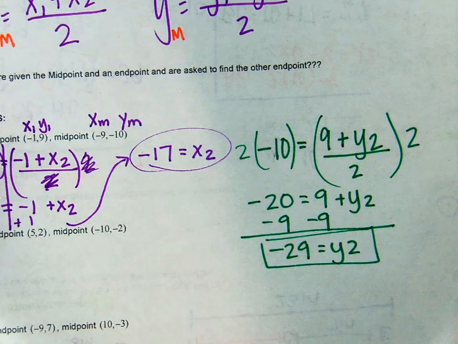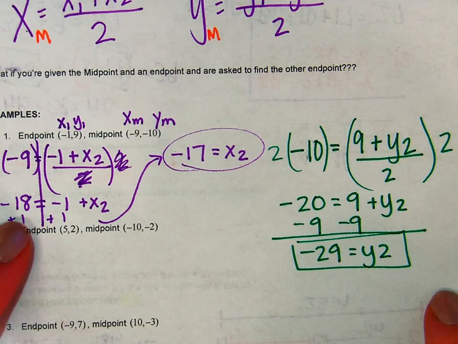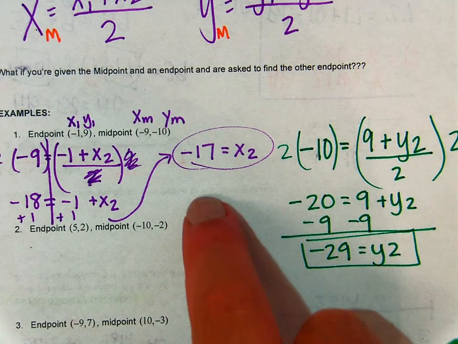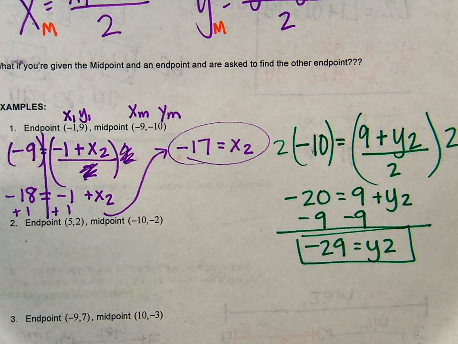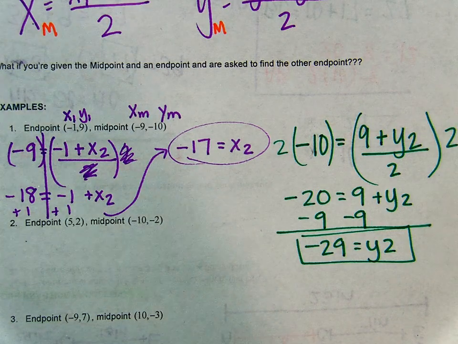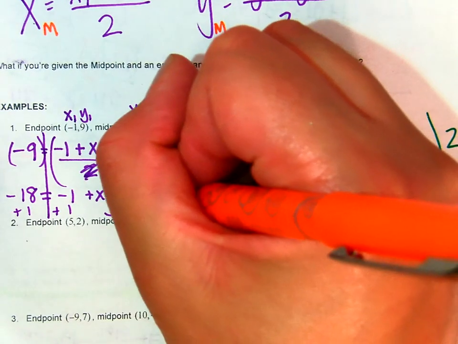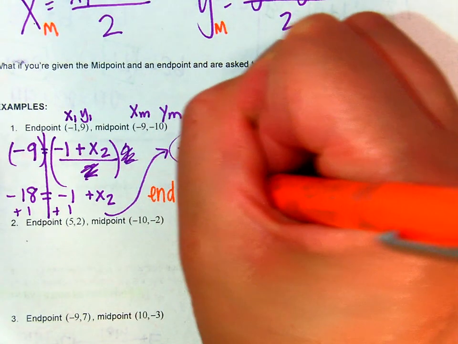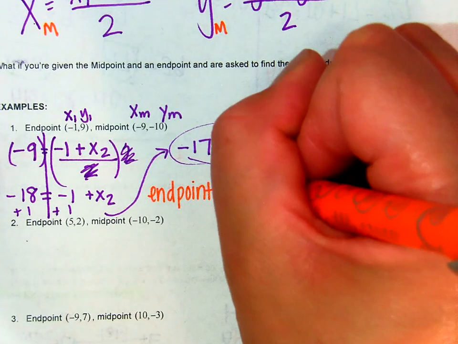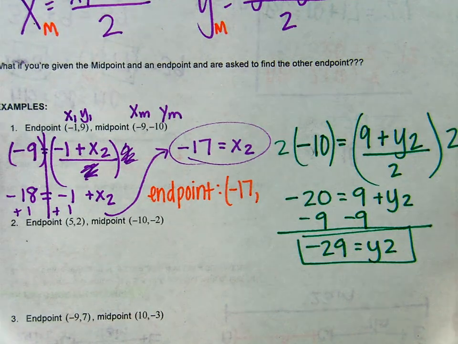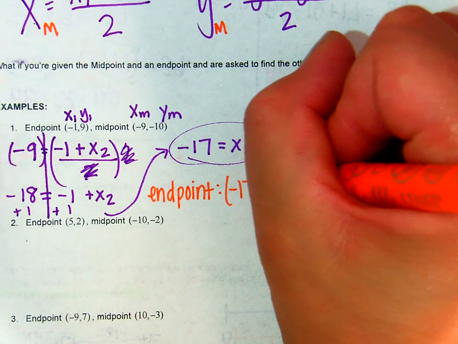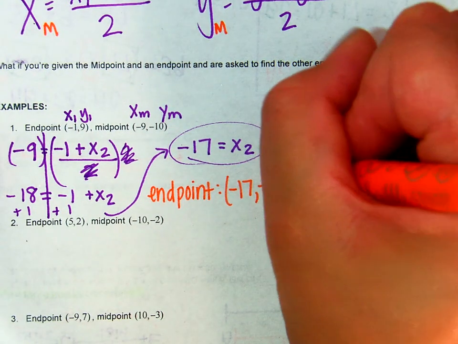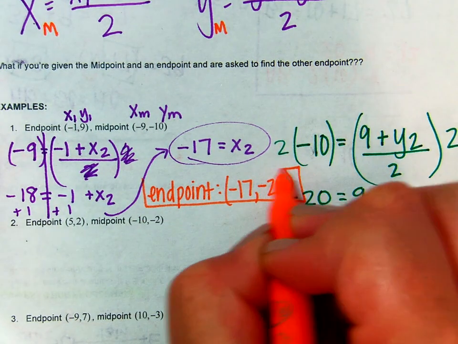So for question number 1, I'm going to write it right here. My endpoint, the missing endpoint is x, so negative 17, and then y, negative 29. Okay?